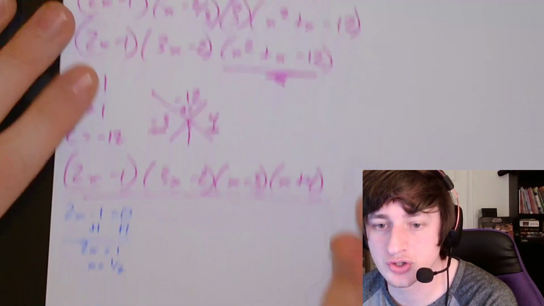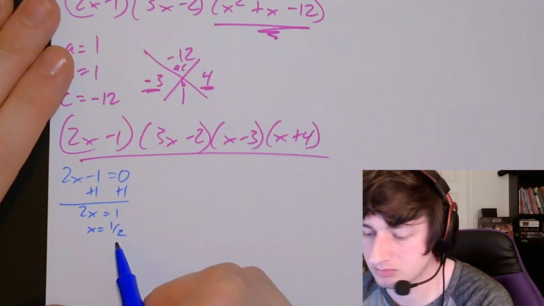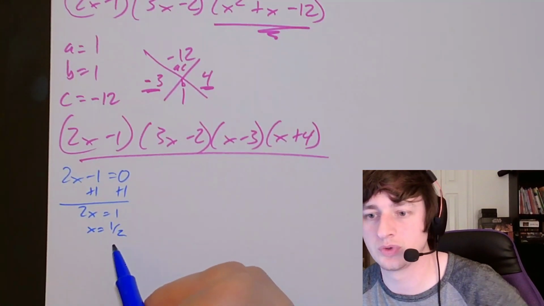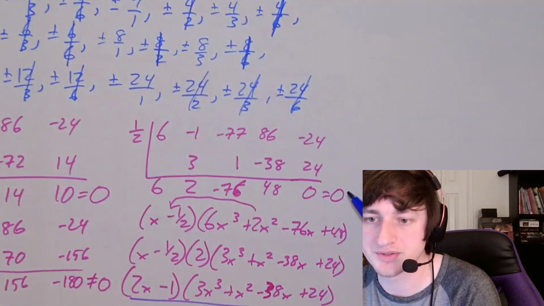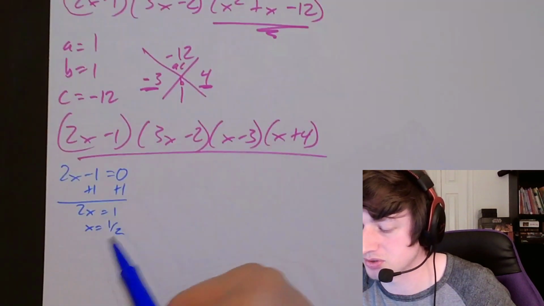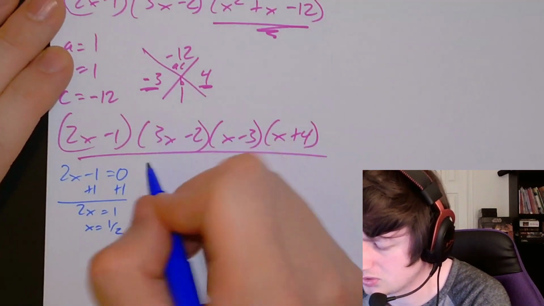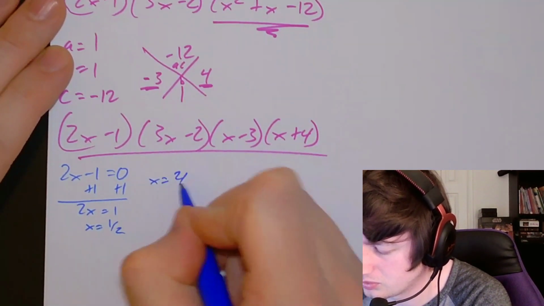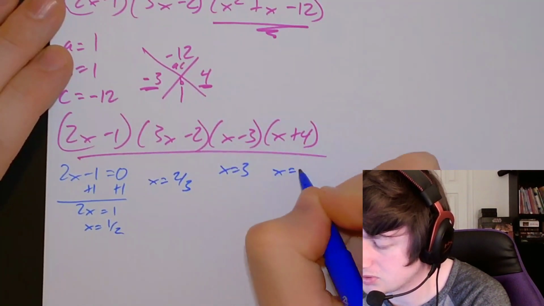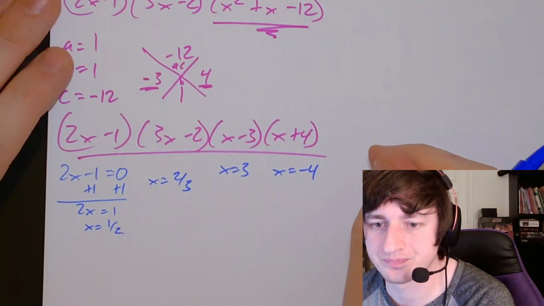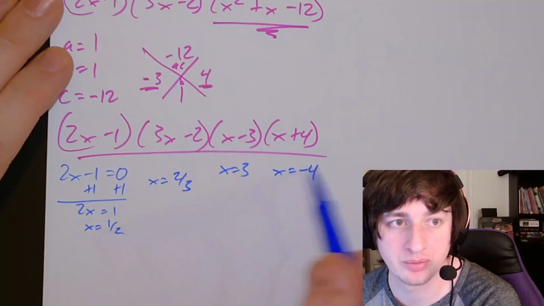Or just remember that we said 1/2 gave us 0 at the end. When we did all this synthetic division here, when we did 1/2, we got 0, so 1/2 is one of the solutions. And then when we did synthetic division to get this, we said it was 2/3, so x is 2/3. Here, x is going to be 3, and x equals -4. So those are my 4 solutions, my 4 coordinate points.